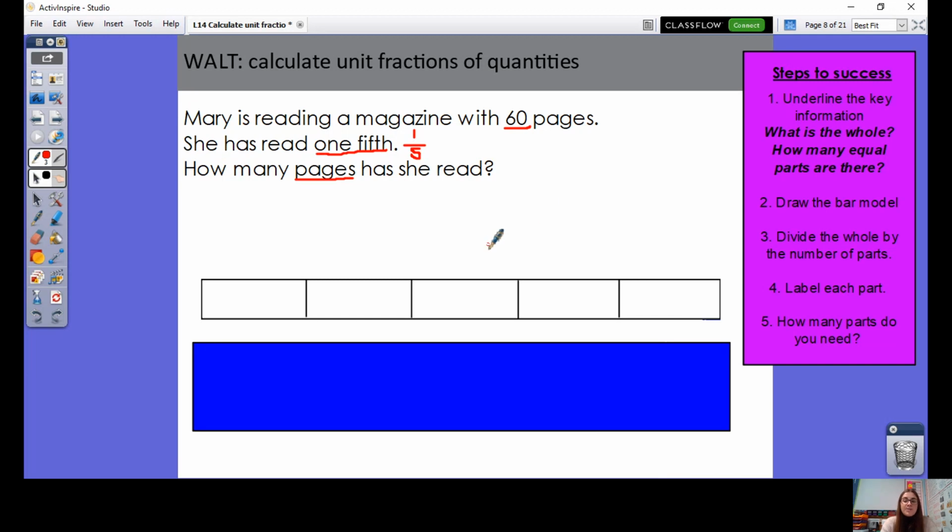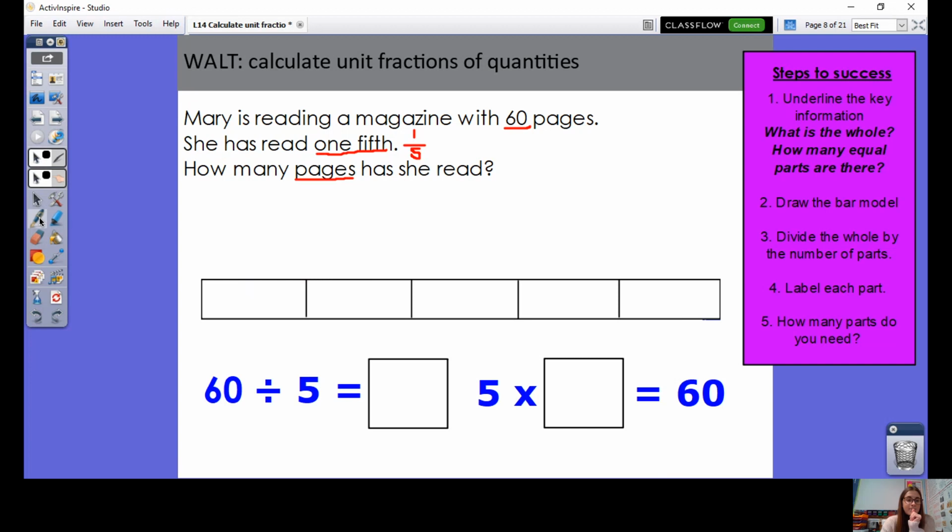The next thing I'm going to need to do is divide the whole by the number of parts. Now, to be able to do that, I'm going to need to work out what each of these fifths represents. So how many pages each fifth represents. So I've got 60 as my whole, and I'm trying to find a fifth of 60. So there's a couple of ways I might go about this. I've been doing maths for quite a long time, so I know that 60 divided by 5 is 12.